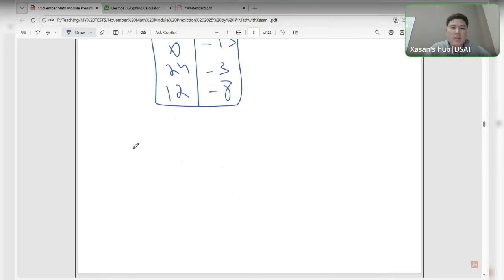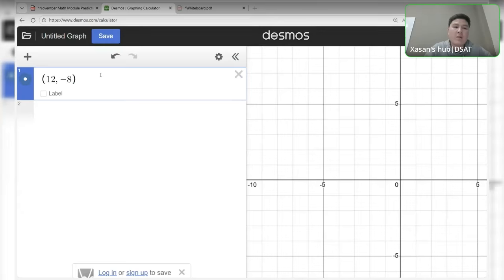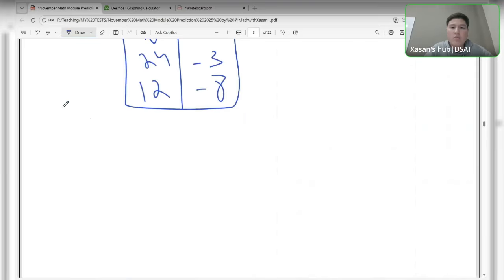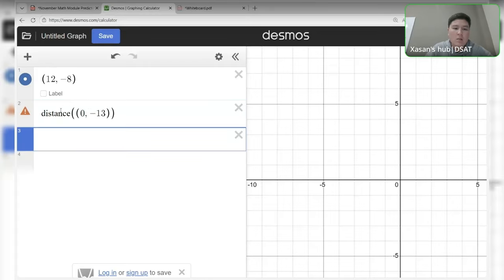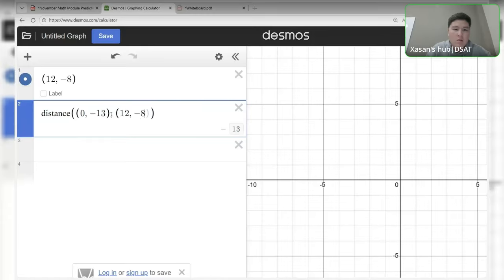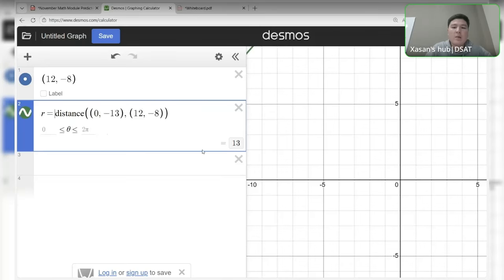We will go in the same way as you did. First, you found the center coordinates, right? 12 and -8 is the center coordinate, and we can easily find the radius by using the distance between (0, -13) and (12, -8). So now our radius equals 13 here.